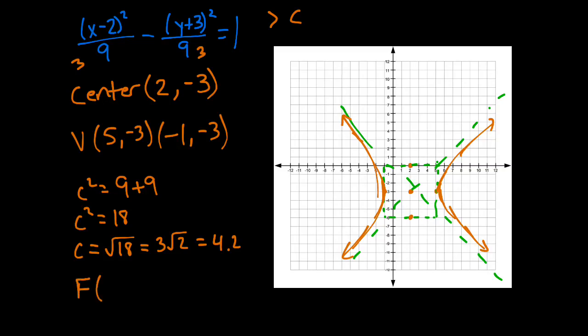Our center again is at 2, -3. If we go right 4.2, that's going to put us at 6.2, -3. So take the 2 from our center and add 4.2, and then subtract 4.2. Adding 4.2 puts us at 6.2. If we subtract 4.2, that's going to put us at -2.2. So our other focus is at -2.2, -3. So plot those at 6.2 and -2.2. There's our foci. So we've got our vertices, foci, and we have our hyperbola drawn.